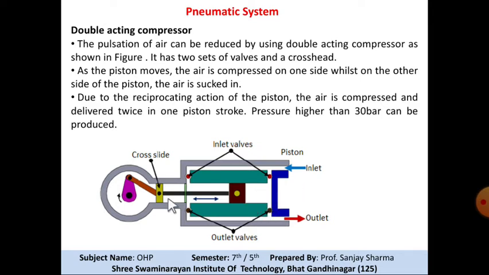So 0 to 180 degrees will be suction and 180 to 360 will be delivery. Here, 0 to 180 degrees will be suction on one side as well as delivery on the other side, and from 180 to 360 there will be suction and delivery on the other side. So this is the advantage of the double acting compressor.